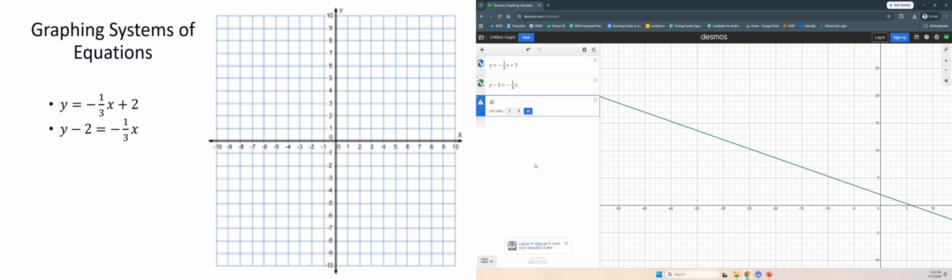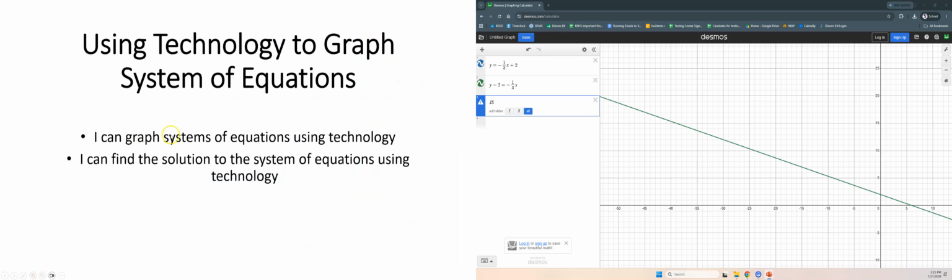So once again, reach out if you have any questions. Before we go, let's take a look at our goals. I can graph systems of equations by using technology, and I can find the solutions to systems of equations by using technology. So let me know if you have any questions.